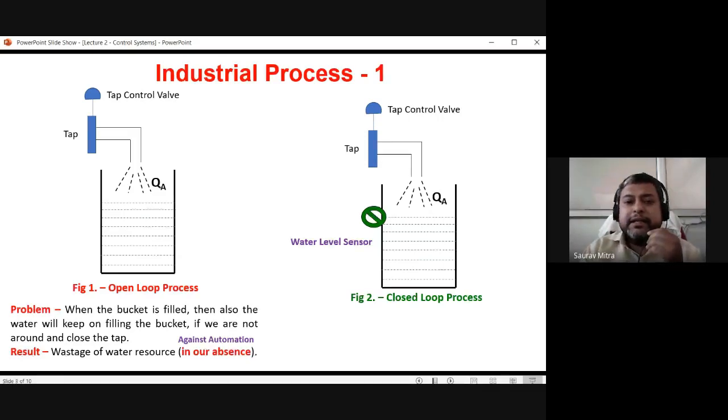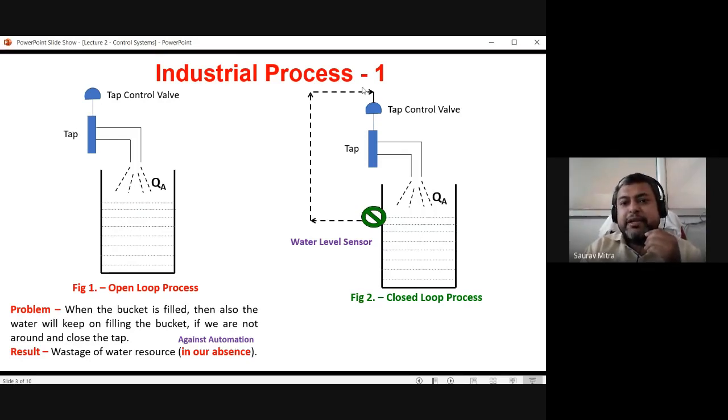So for that, there should be some electronics here. In the left side, open loop control, there is no electronics. It's a very simple mechanical process. In the right side, if you are putting a water level sensor, this sensor requires some kind of supply. And then there will go a feedback. So what is meant by feedback? Feedback is nothing but a signal which will go from the sensor to the tap control valve.